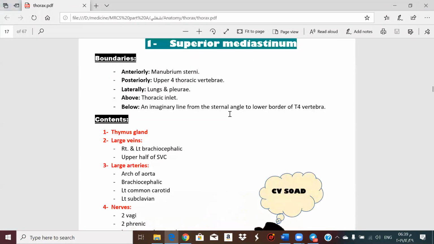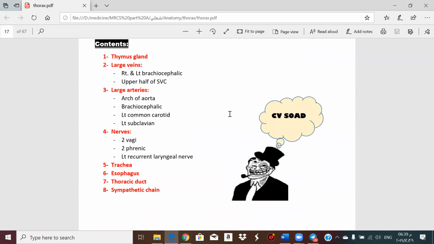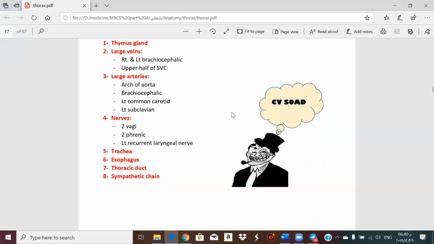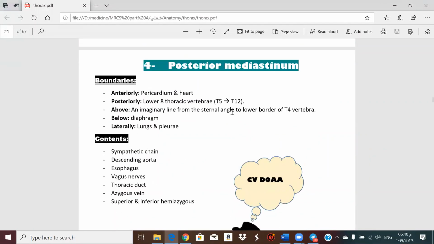Now we will talk about the contents of each. I will start with the mnemonic. After the mnemonic, we will take each structure in detail. Who wants to study by the picture? Who wants to study by the mnemonic? I prefer the mnemonic because you will never forget it. The most important contents are the contents of the superior mediastinum and the posterior mediastinum.